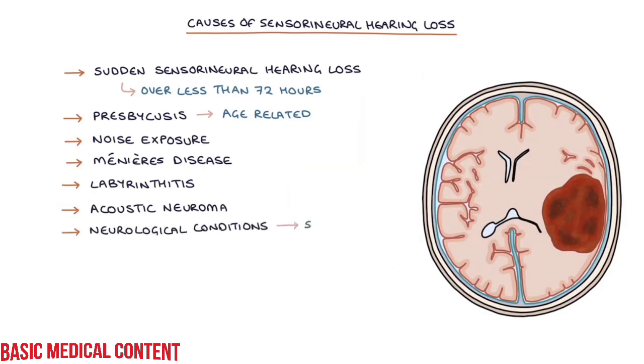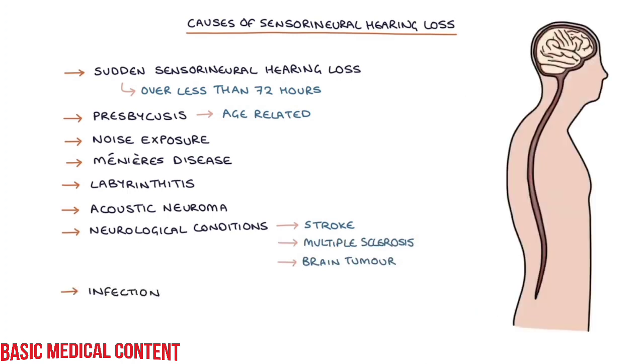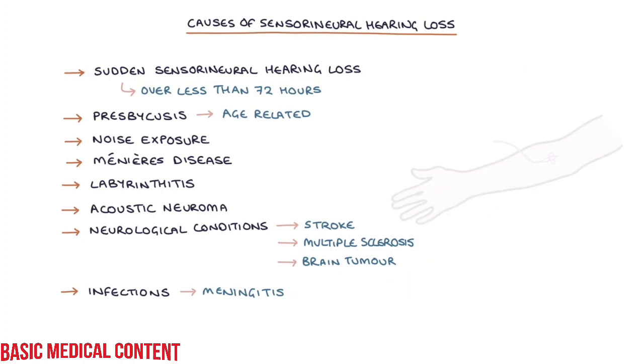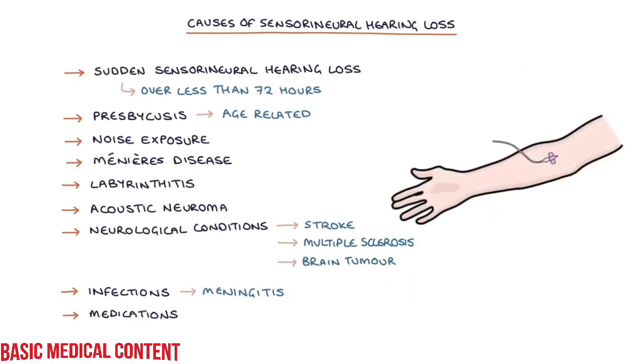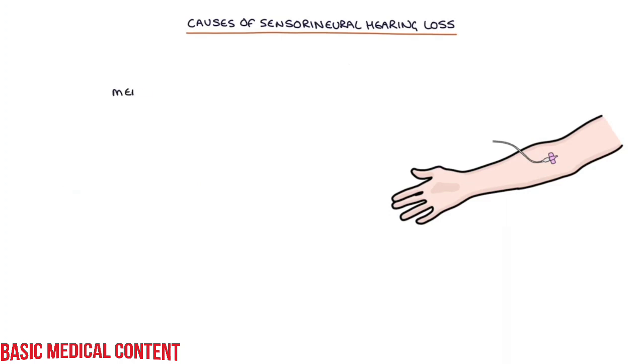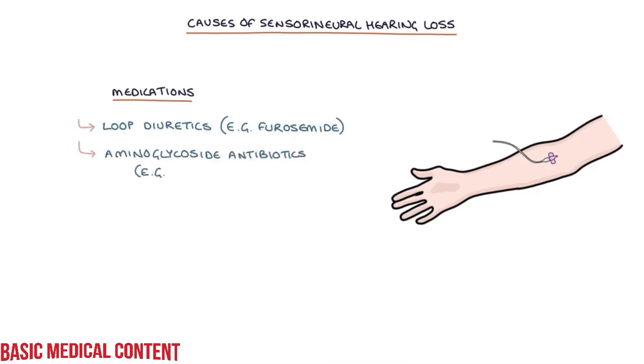neurological conditions, for example, stroke, multiple sclerosis, or brain tumours, infections such as meningitis, and medications. There are a large number of medications that can cause sensorineural hearing loss. Some of the more common ones and ones worth remembering are loop diuretics, for example, furosemide, aminoglycoside antibiotics, for example, gentamicin, and chemotherapy drugs, for example, cisplatin.